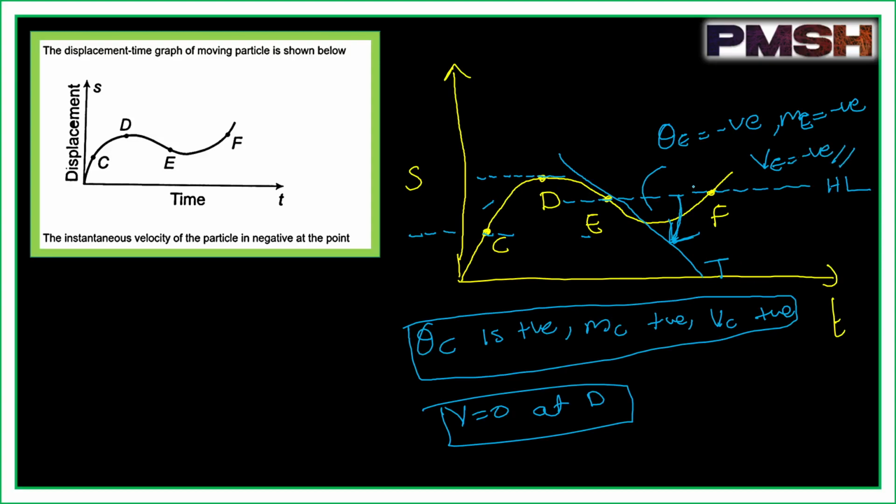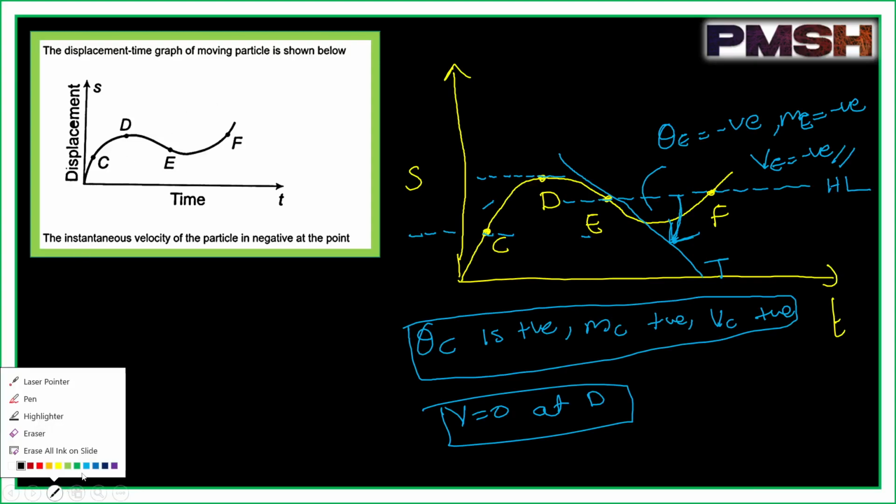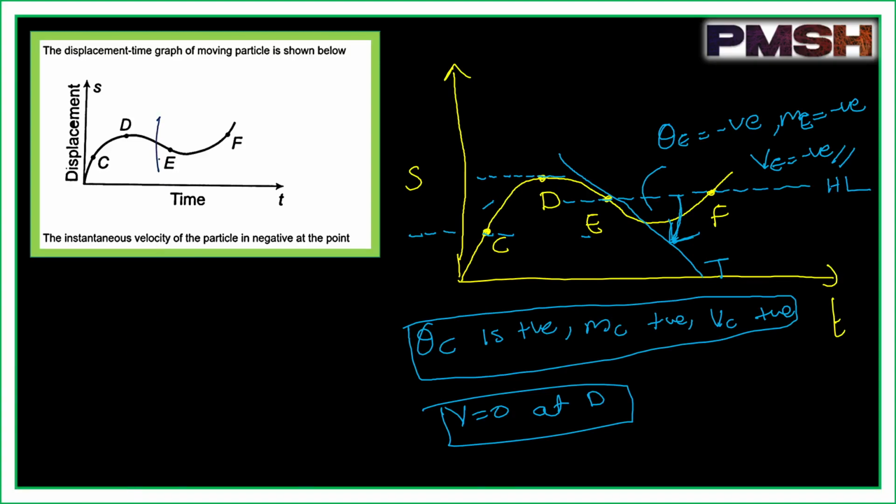So what is the answer to the question? It is point E. At this point E, the slope is going to be negative. Hence, the instantaneous velocity of the particle will become negative.